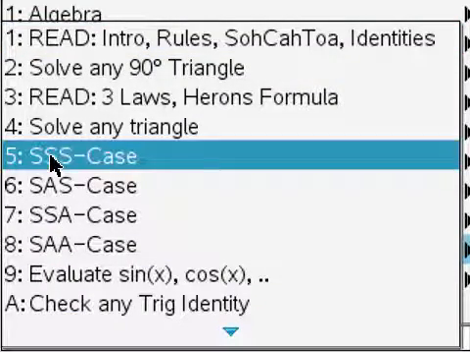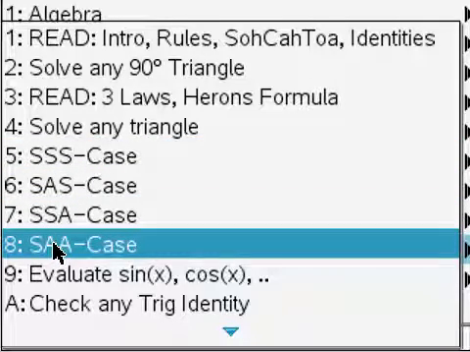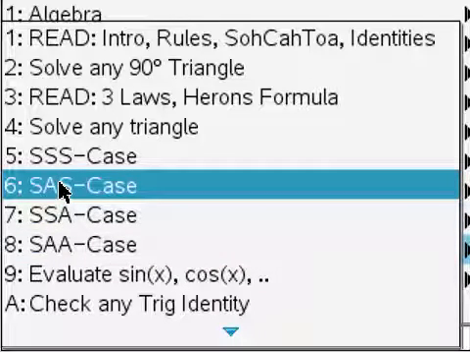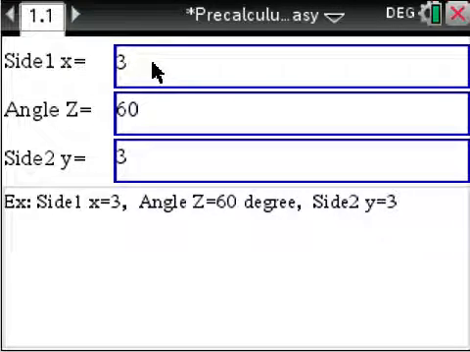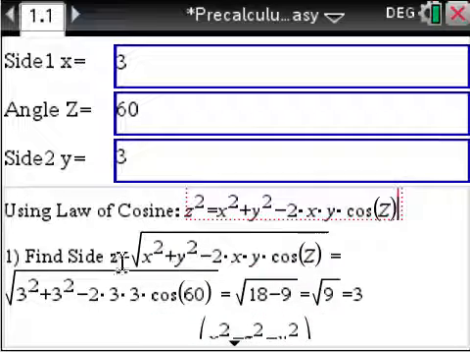The SSS case, SAS case, SSA case, and SAA case. Let's start with the SAS case. You're given two sides and one angle, and the information is right there for you. Using the law of cosines, it gives you the formula, finds all the answers for you, and shows you how to do them step by step.